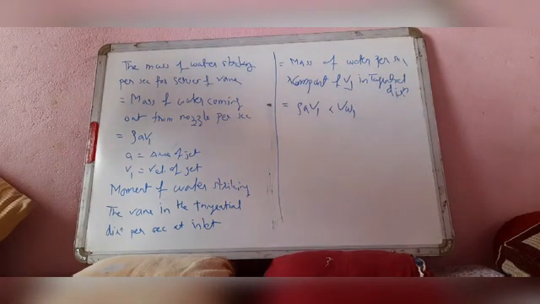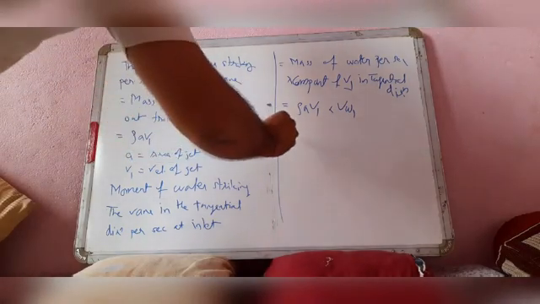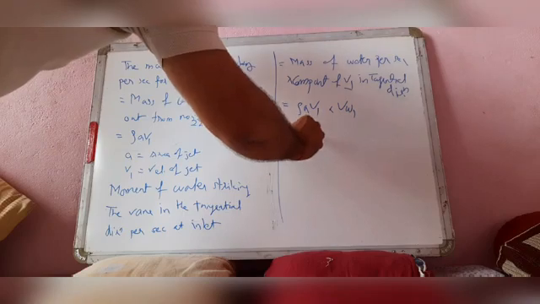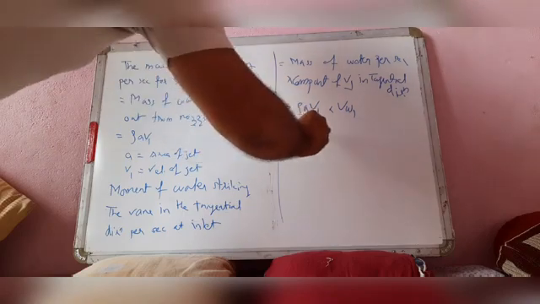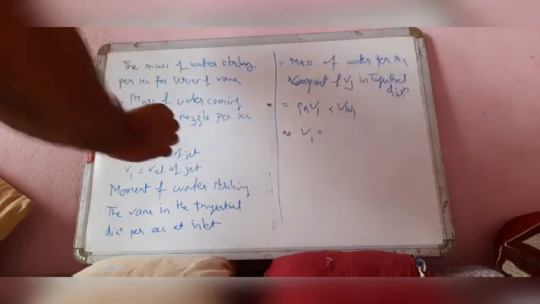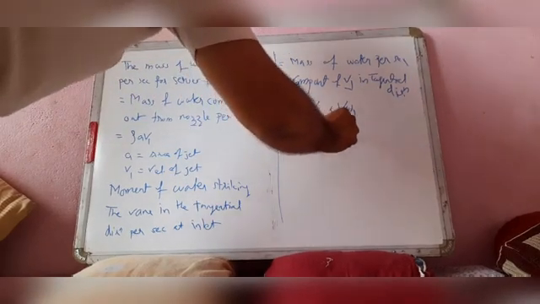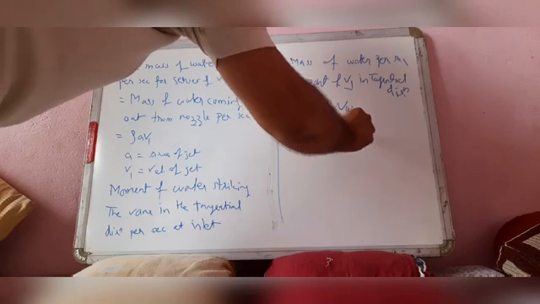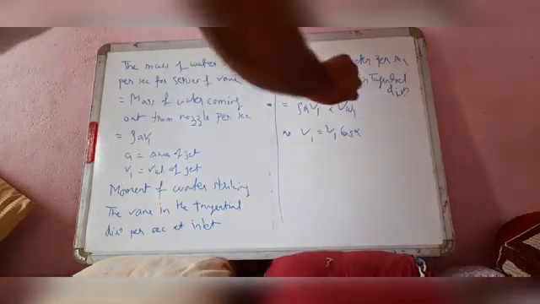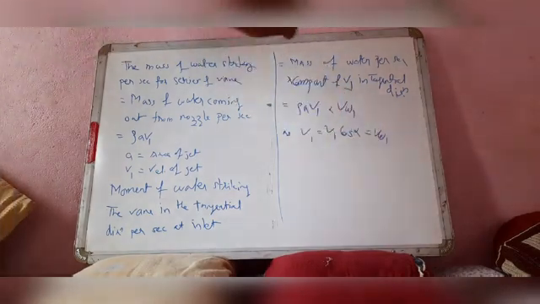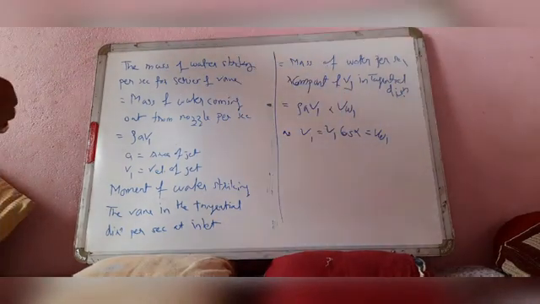As we know, the component of V1 in the tangential direction is V1 cos alpha, and that is equal to VW1. This is from the figure.